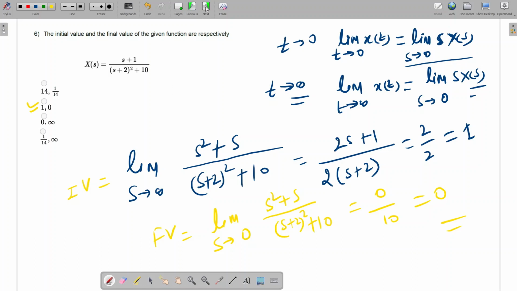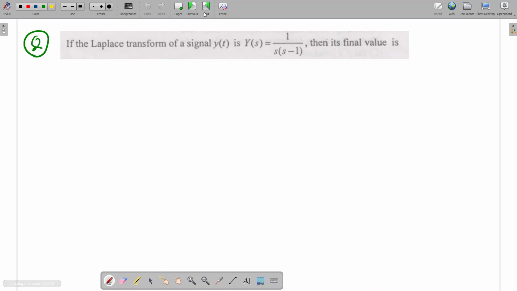So another GATE question is there. We have to calculate the final value of this one. What should be the final value? Can anyone reply? Not exist, sir, that one. Yes. So why is it not existing? Because one pole is on the RHS side.